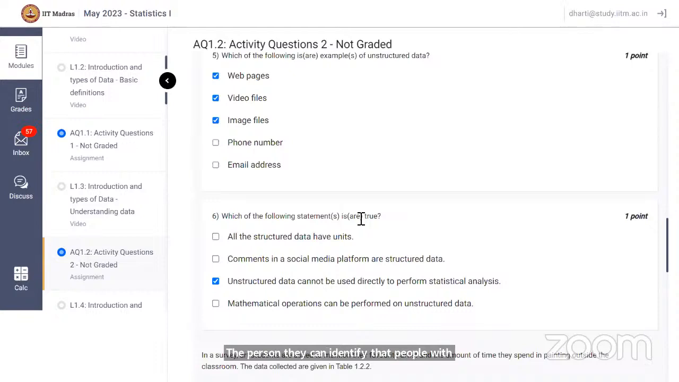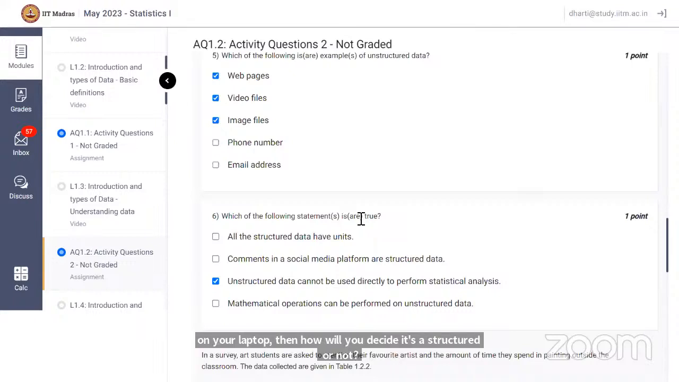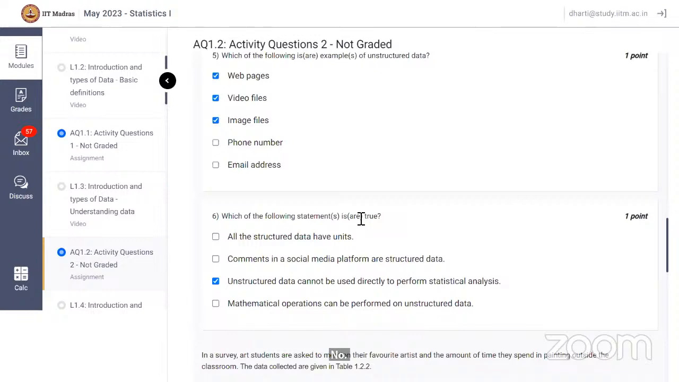Okay, that is on field, but when you have a data set on your laptop, how will you decide it's structured or not? It is structured, but give me a valid reason why. Because here we mentioned only tabular numbers, in tabular format. Yes, ma'am.